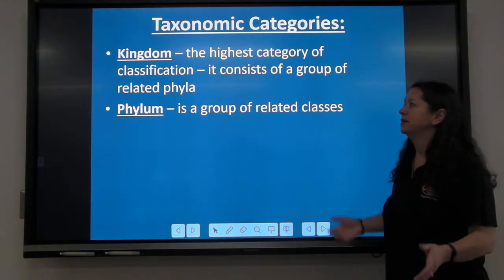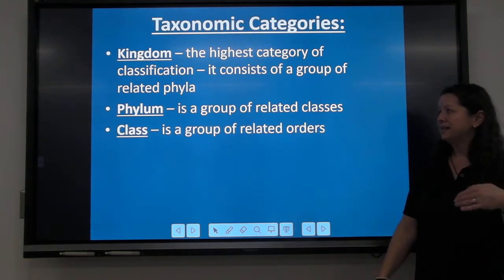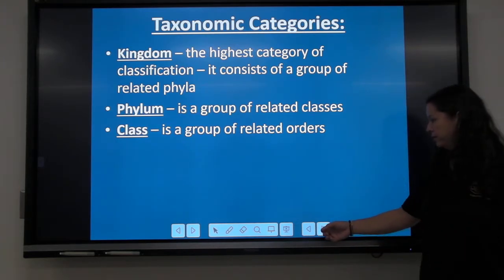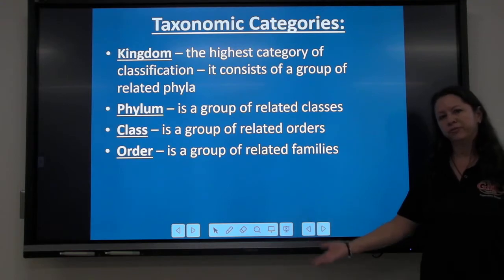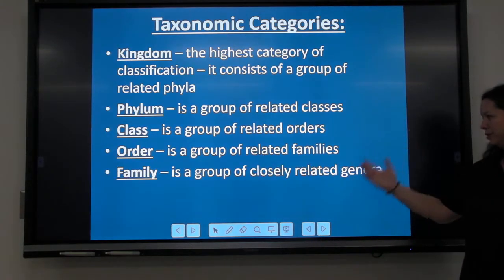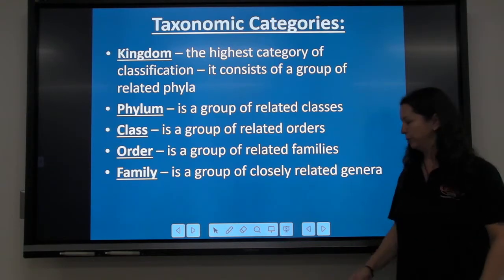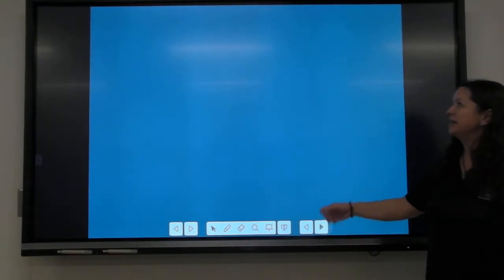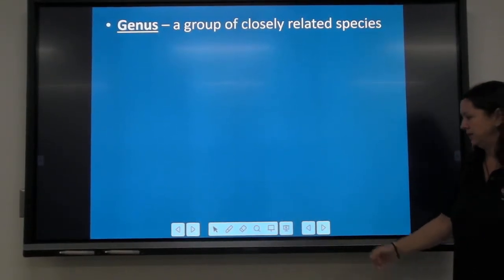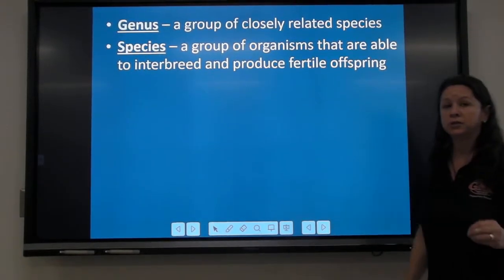And then a phylum is a group of related classes. Class, we're stepping down each time, is a group of related orders. An order is a group of related families. See the pattern here? Family is a group of related genera. Now here's the name, binomial nomenclature. Next step is a genus. And that is a group of closely related species. And then the second word in binomial nomenclature, the species.